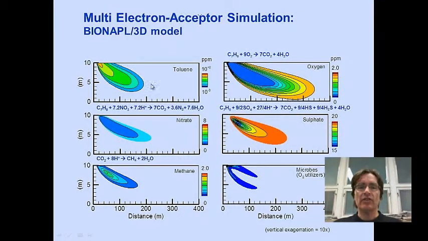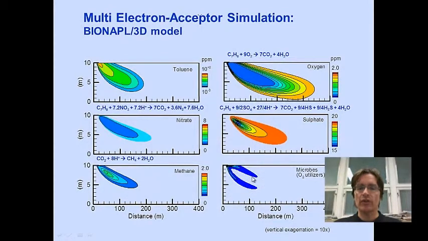So this is an example of a single component with 3 electron acceptors. In this conceptual model, we've also added methane production from CO2. So here's a positive methane plume. And as I mentioned in our conceptual model, we have a microbial population associated with each of the electron acceptors. So here I'm just showing the microbial growth pattern. And this is a typical pattern that comes out of modeling.